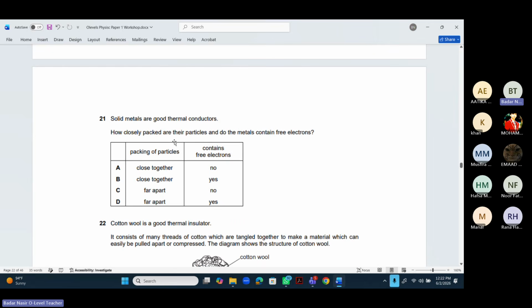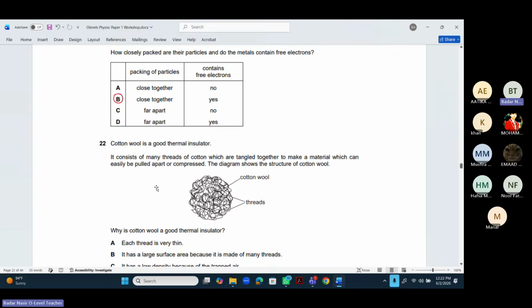Now for 21st we have: solid metals are good thermal conductors. How closely packed are their particles and do the metals contain free electrons? Packing of particles, they are very close together, they contain free electrons, yes. So the answer to question 21 is B.